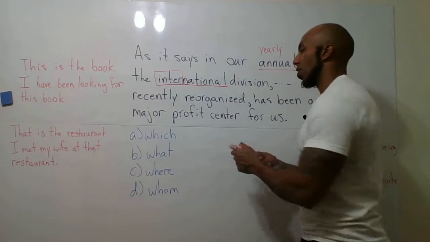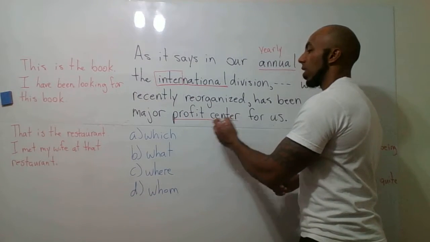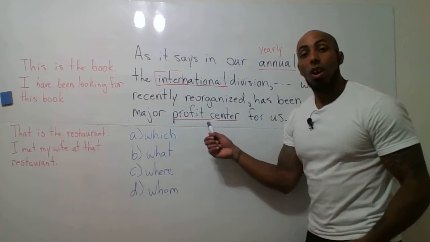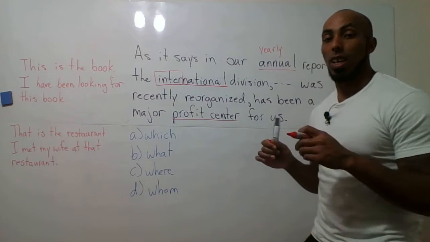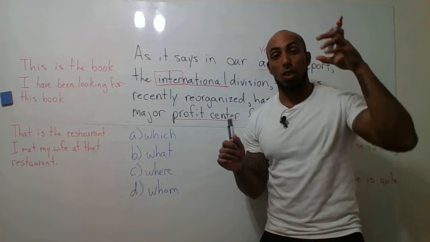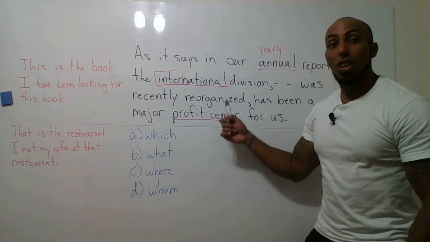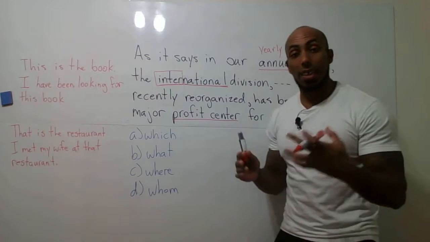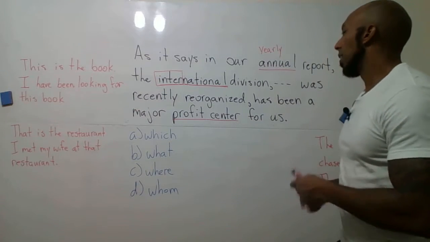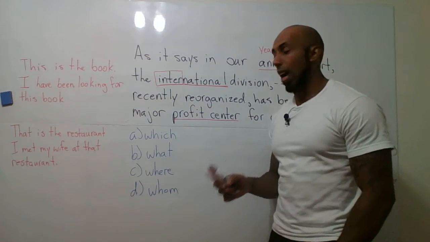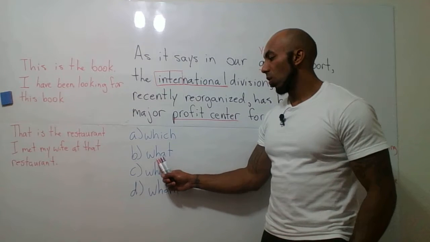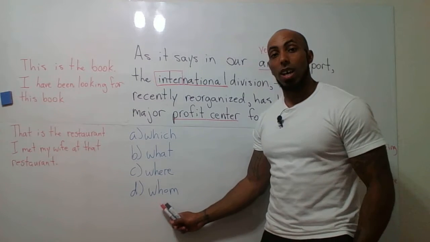A major profit center. Profit center is where this company makes its money. The profit center just means the part or division that makes the most money in this company. Now let's look at our choices that we have: which, what, where, and whom.